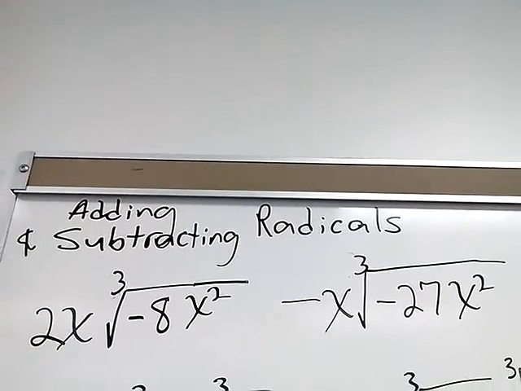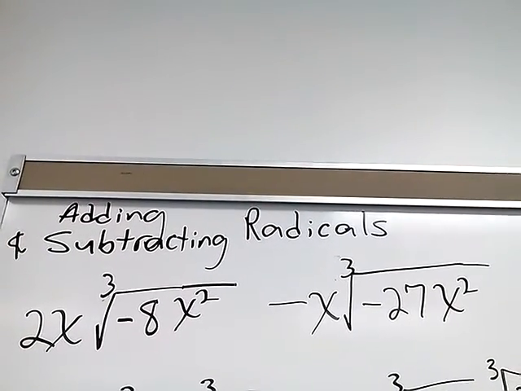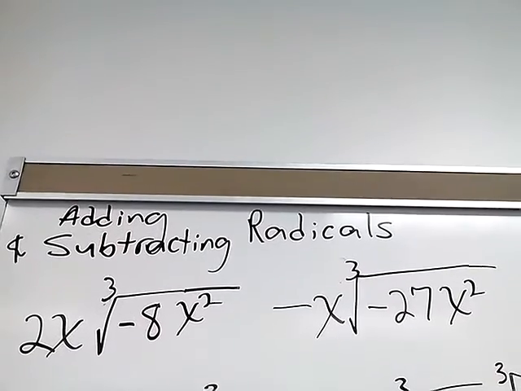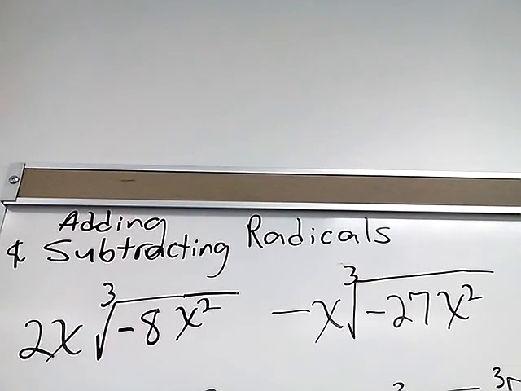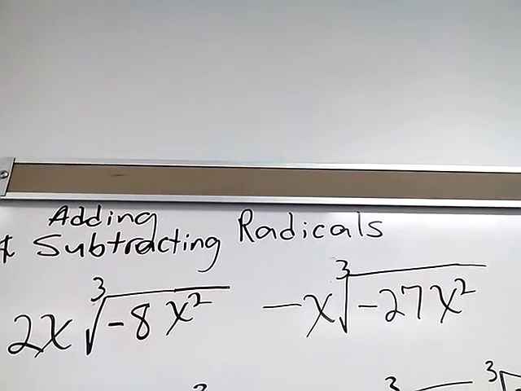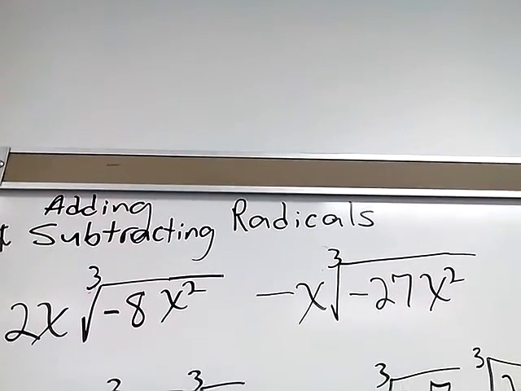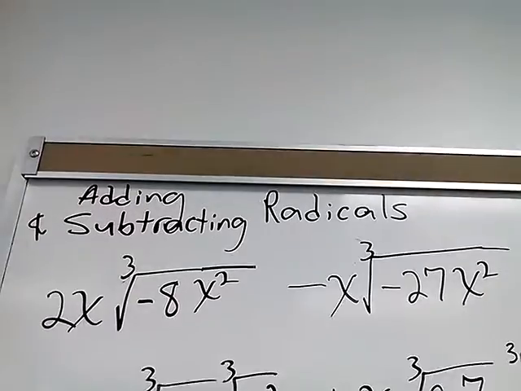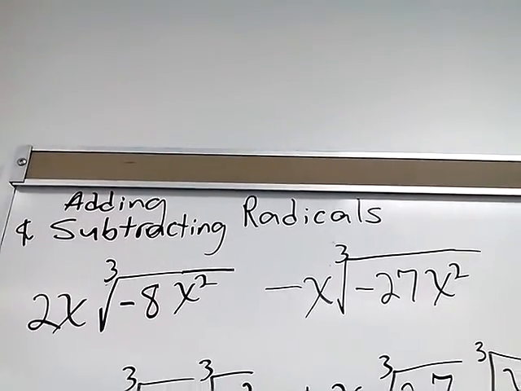Notes for adding and subtracting radicals. Well, we have the radical 2x cubed root of negative 8x squared minus x cubed root of negative 27x squared. And we want to subtract those two.